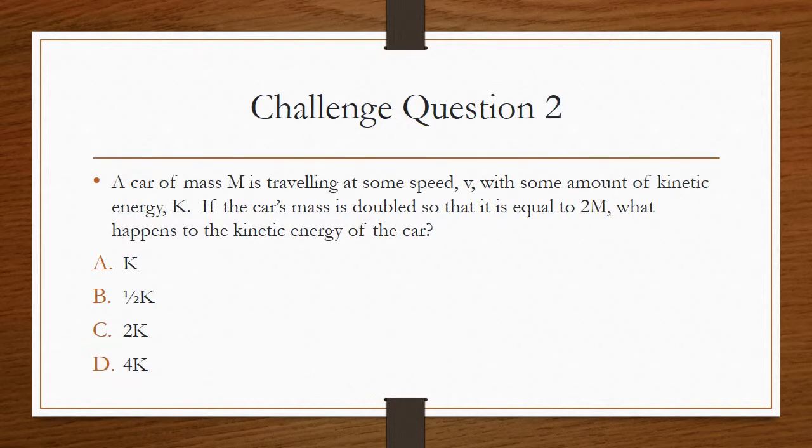Time for the second challenge question. Let's say a car of mass m is traveling at some speed v with some amount of kinetic energy K. If the car's mass is doubled so that it is equal to 2m, what happens to the kinetic energy of the car now?